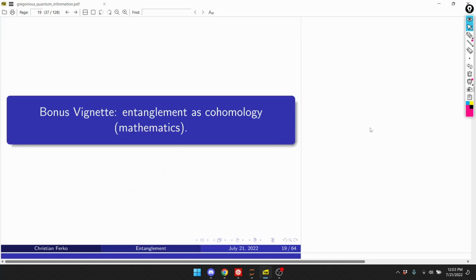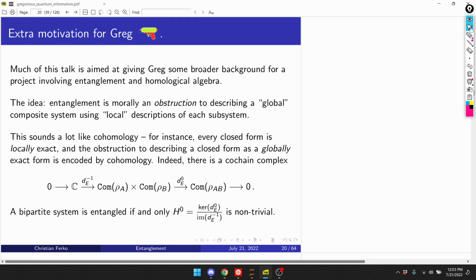Okay, so that's it for the major vignettes. I'll have one additional slide of motivation before moving on, and this relates to what Greg and I have been thinking about, which is a project involving homological algebra.